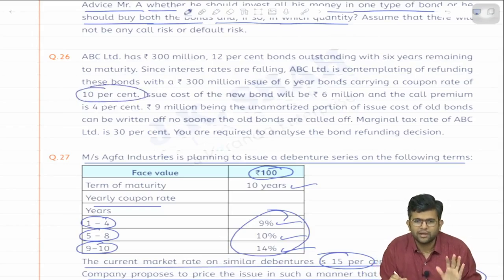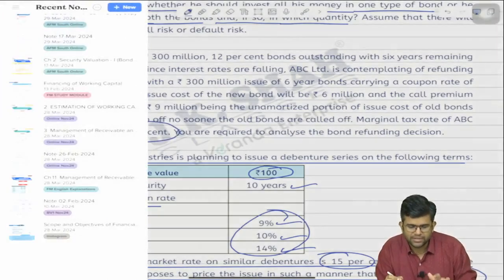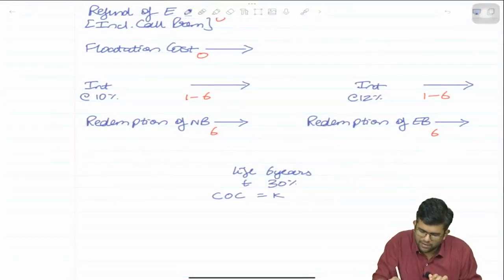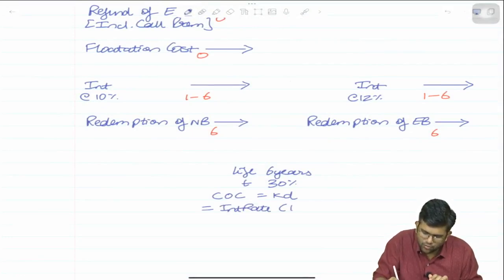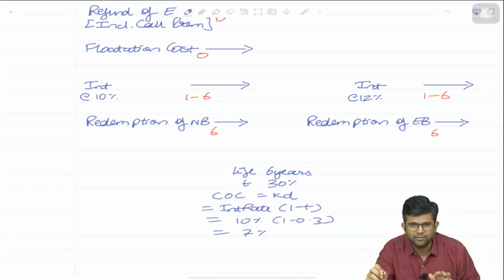Are you all there? Current interest rate is 10%. Tax rate is 30%. Cost of capital will be Kd, that is interest rate into (1 minus T). 10% into (1 minus 0.3) is equal to 7%. This formula I hope you remember from Inter CA. All clear?